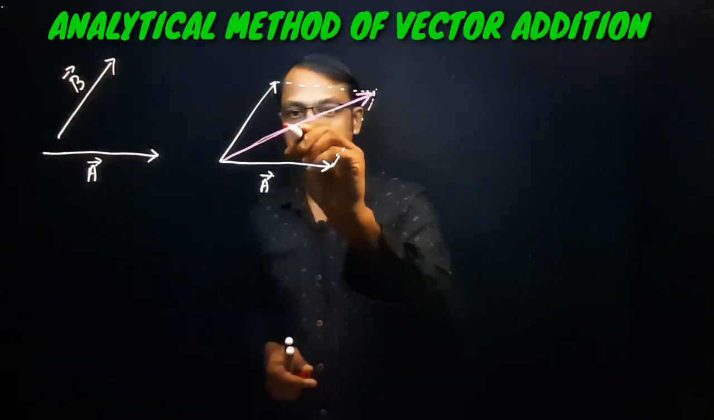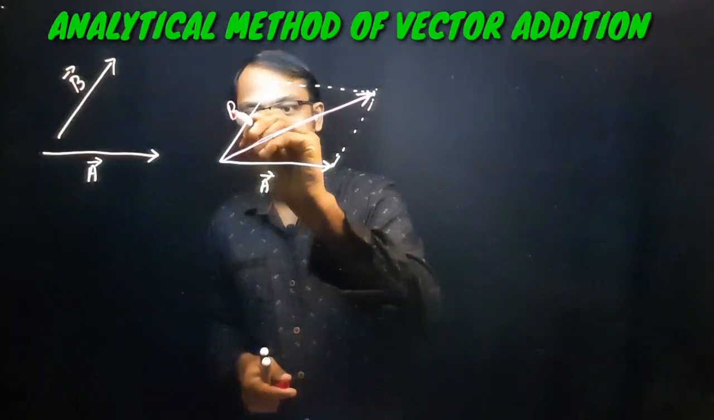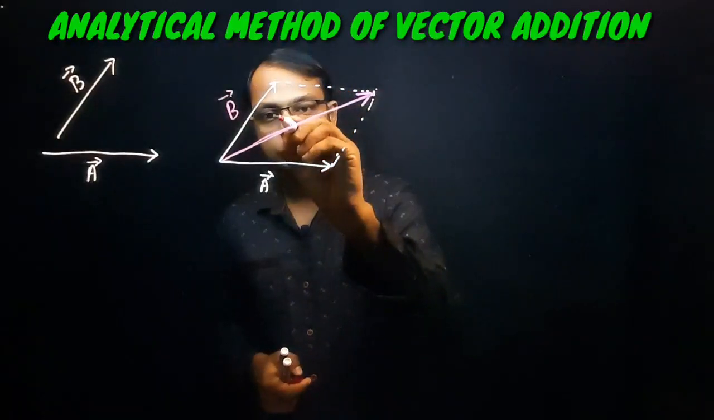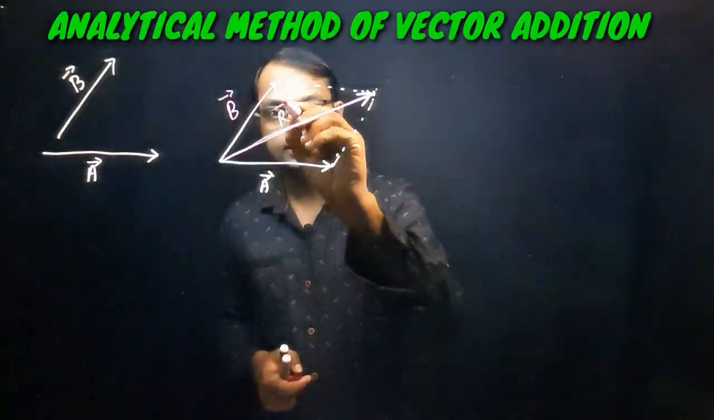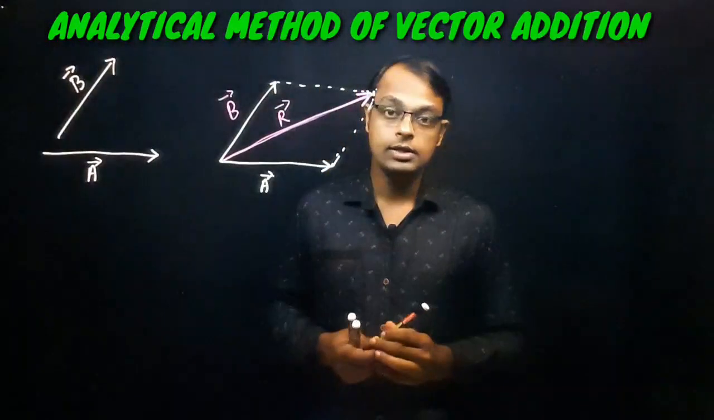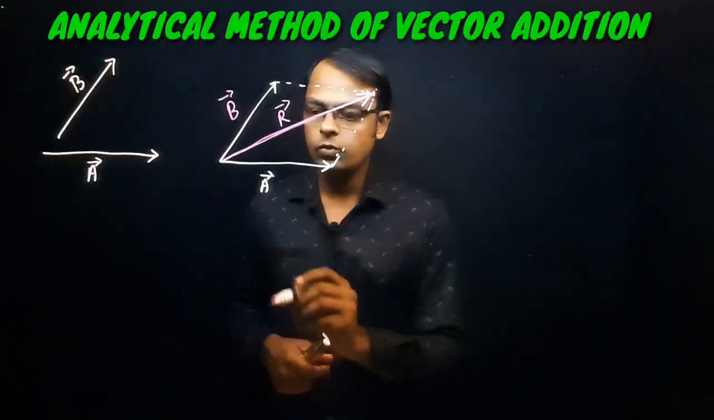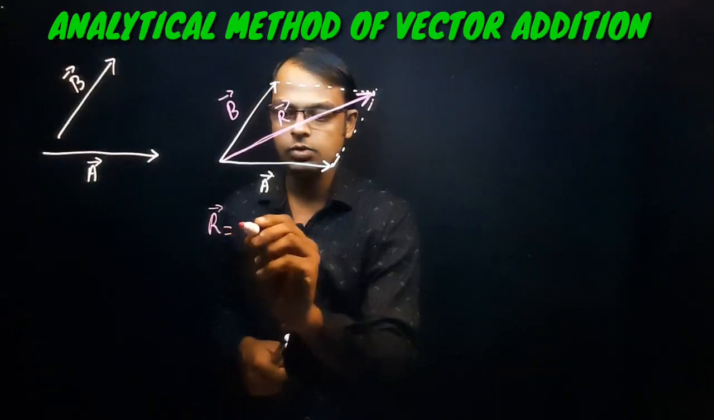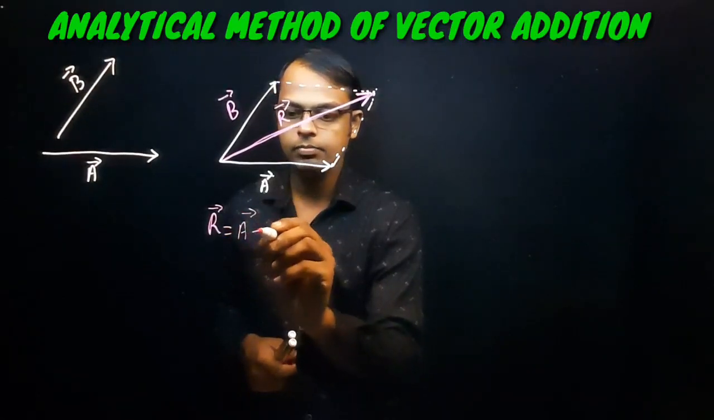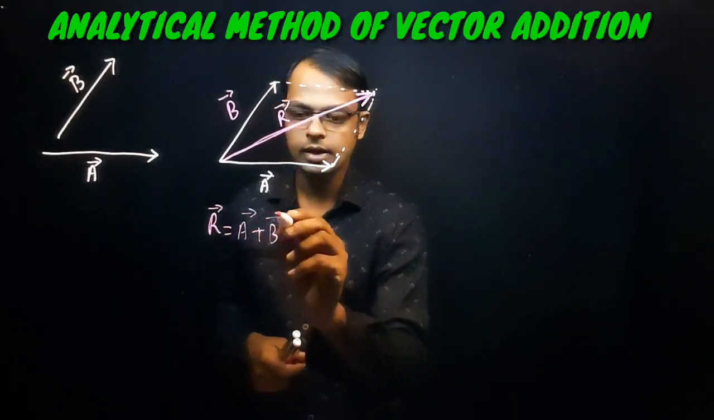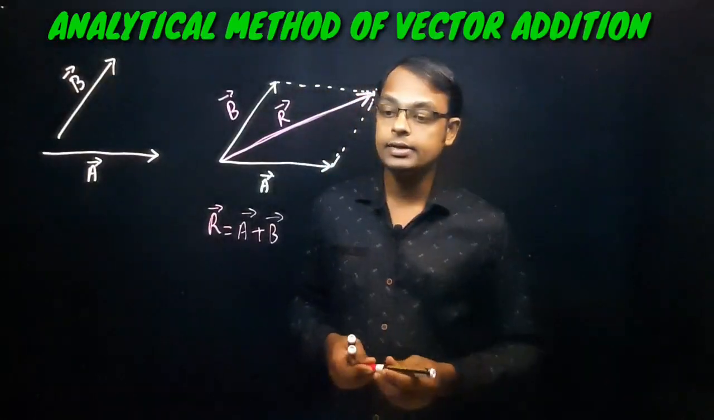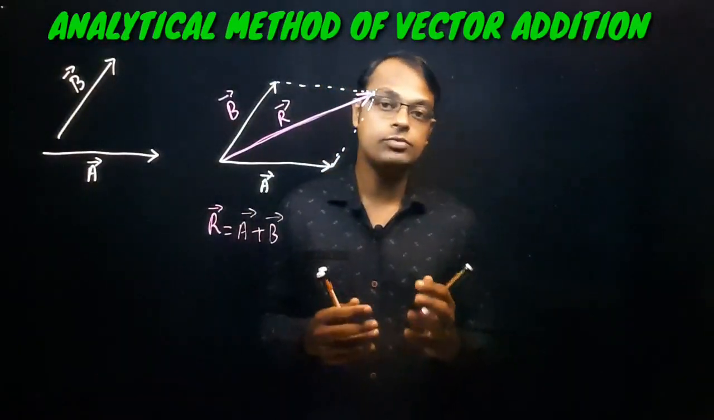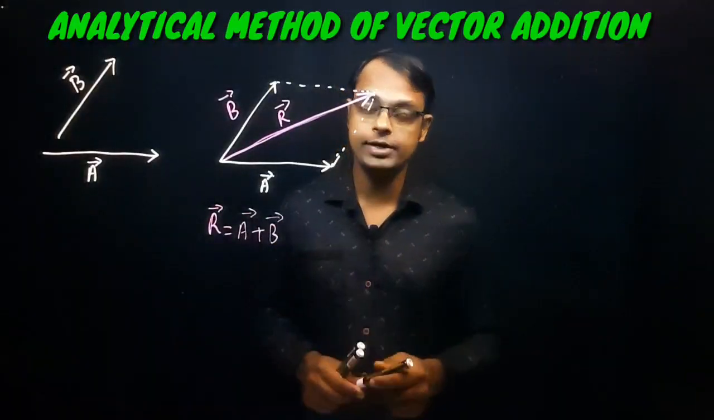That means this is the B vector and this is the A vector. So this is called what? The resultant vector. So now we can write the resultant vector R is equal to A vector plus B vector. Now let's derive the equation for the analytical method of vector addition.